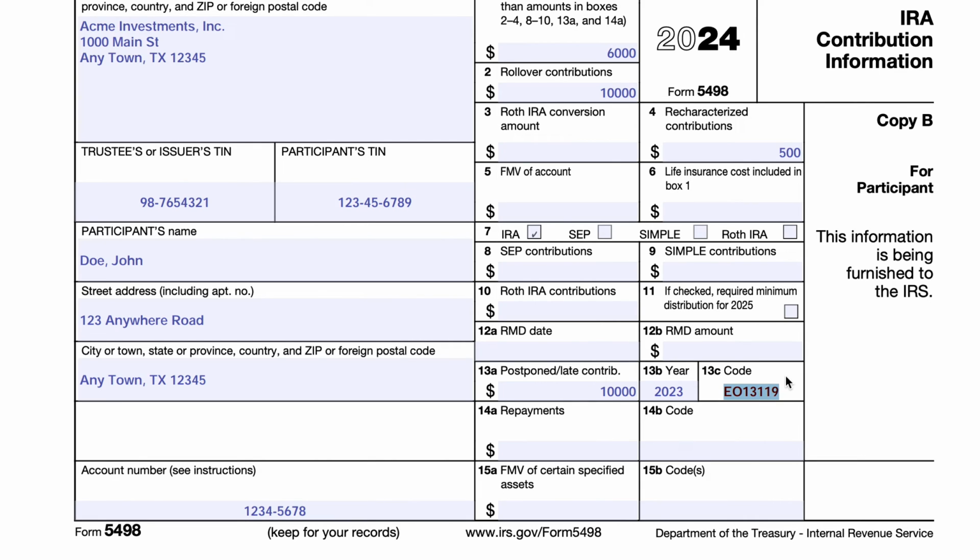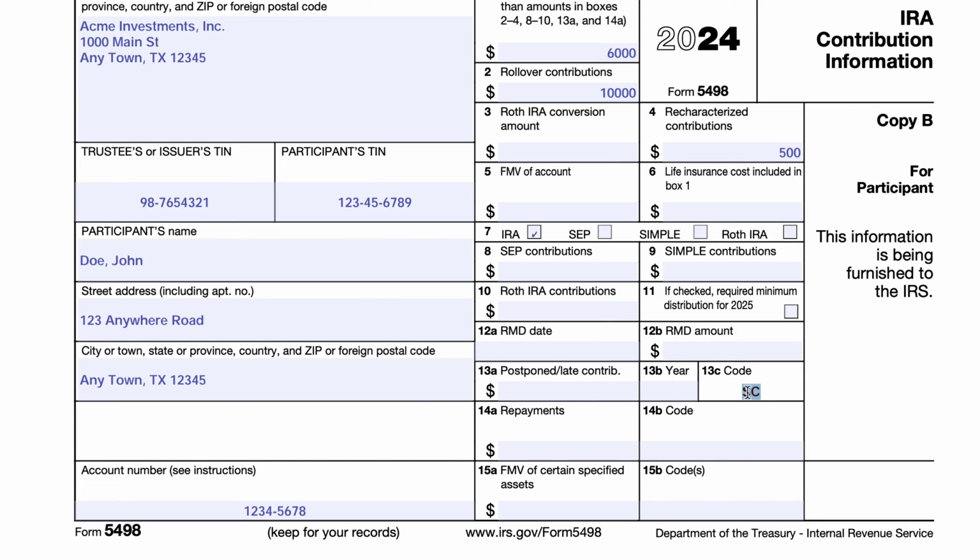And then finally, if you made a rollover of a qualified plan loan offset, you would see PO. And finally, if you self-certified a procedure for a late rollover contribution, then you would see the SC. Box 14A and 14B are repayments. So if you repaid a qualified reservist distribution, qualified disaster distribution, or a qualified birth or adoption distribution, then you would see that repayment here.